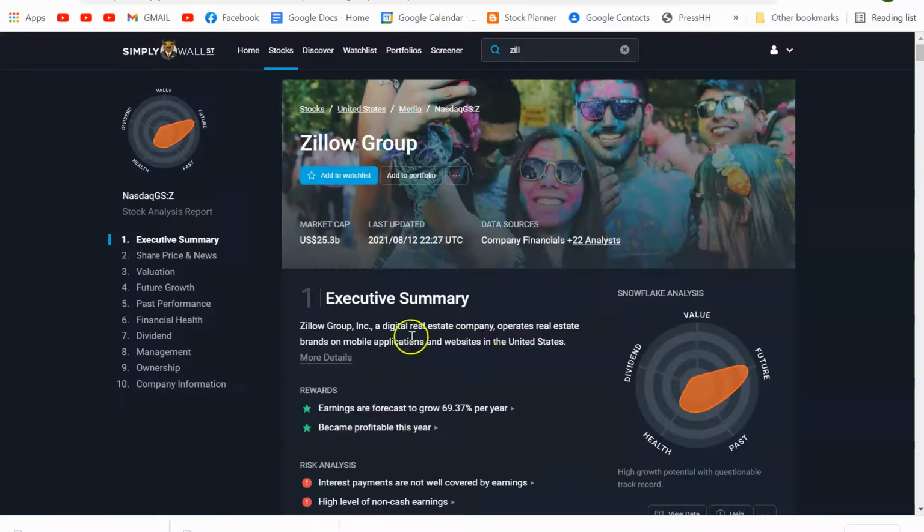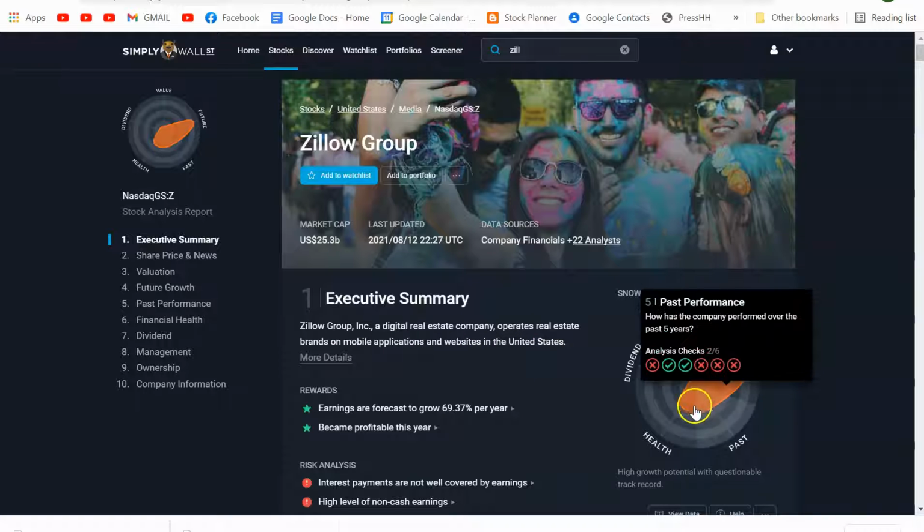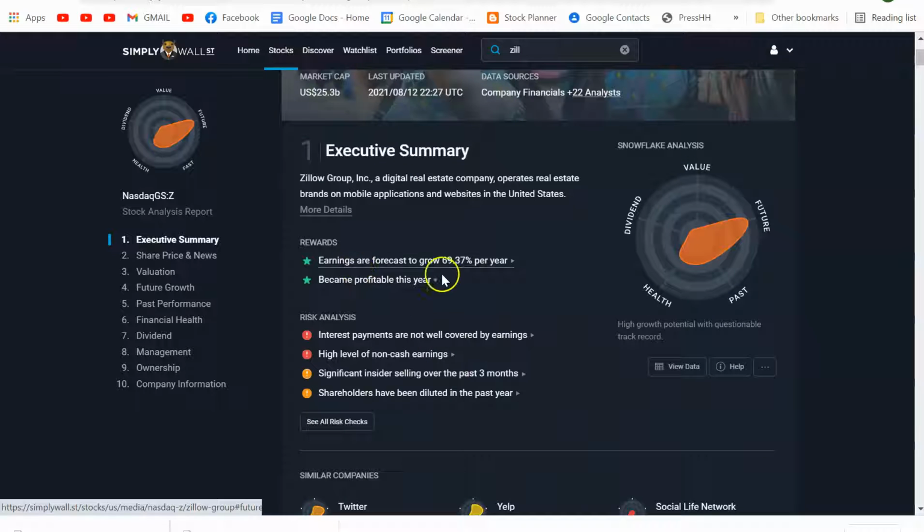116 and 100. Remember that. It's a real estate company that operates using mobile applications and the website. It's the wave of the future, as I said. The health of the company is okay and doesn't have a lot of debt. It says the earnings are forecast to grow by 69%, 70%. That's a lot. And it has some cautionary areas here for a new company.